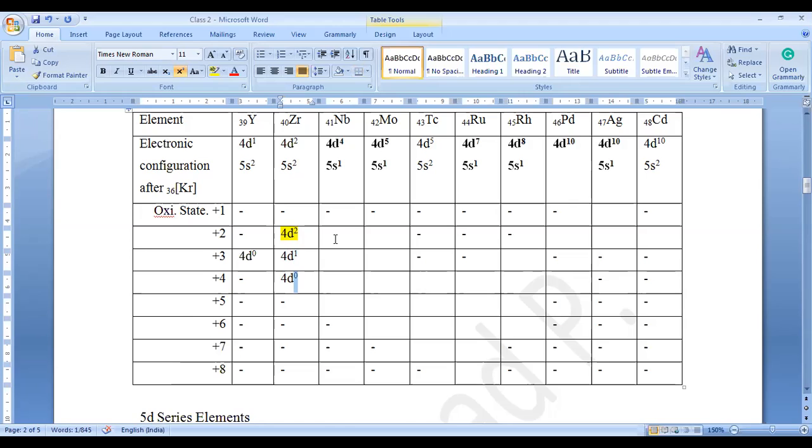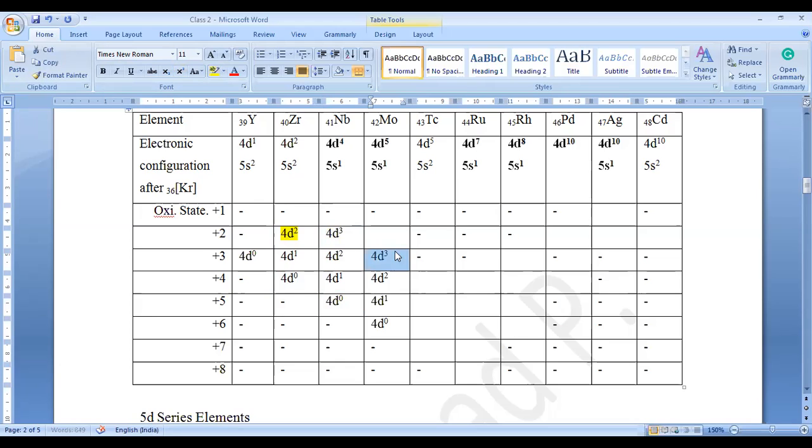For niobium, we have 4d3 to 4d0 possibilities. So just take from here. Okay, I'll remove the highlight. Then I'll take one more, 4d3, I want. So 4d3, 4d2, 4d1, 4d0. That is +2, +3, +4, and +5 oxidation states are possible for niobium.